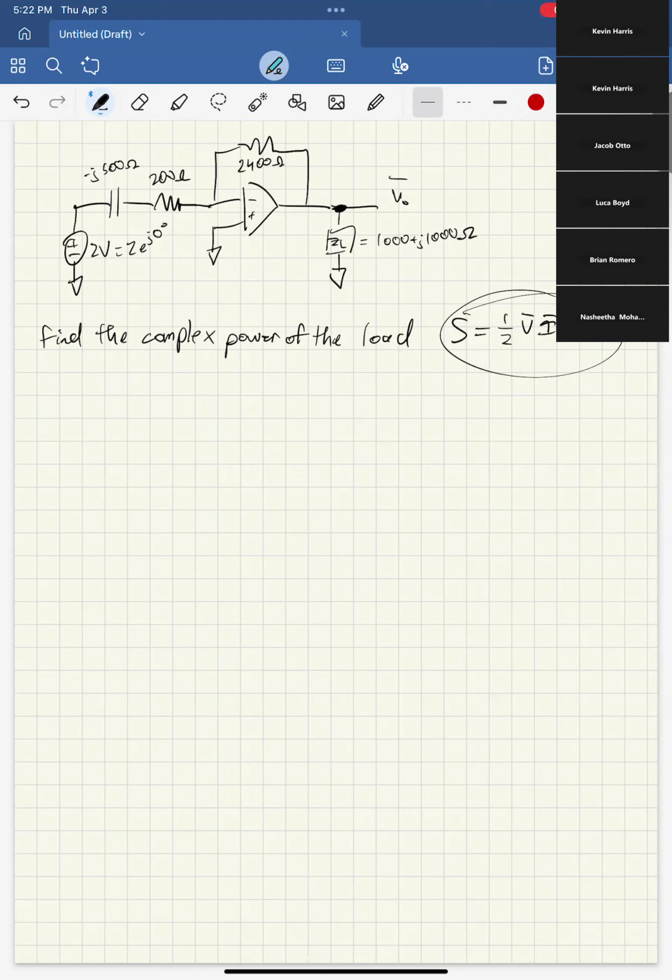Okay, so this is just an op-amp question. You know how to do op-amp questions. We have 0 volts here because it's connected to ground. So then VP equals VN, right? Then we also have 0 volts here.